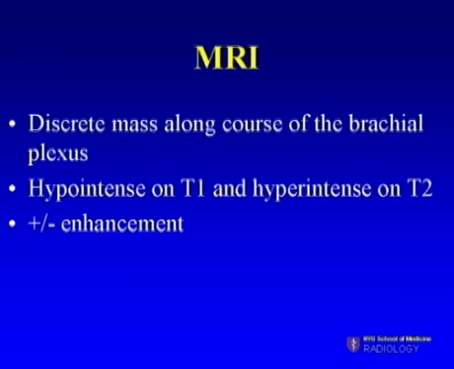The key with MR is to see a discrete mass along the course of the brachial plexus, and with typical findings on T1, T2 weighted images for tumoral involvements, hypointense on T1 and hyperintense on T2. And again, enhancement may or may not be beneficial, but the key is to find a discrete lesion.